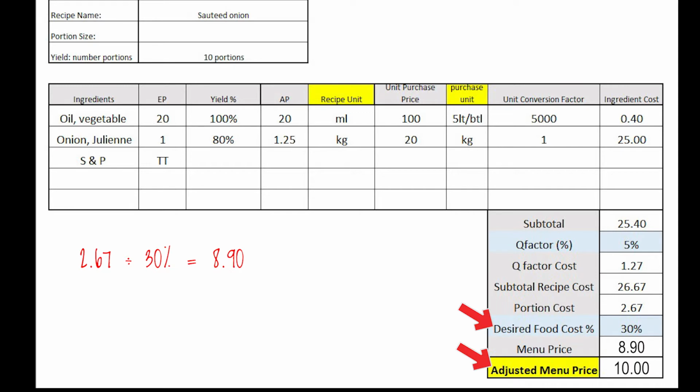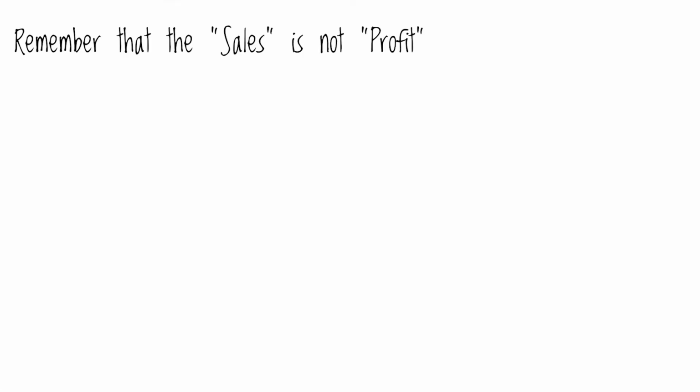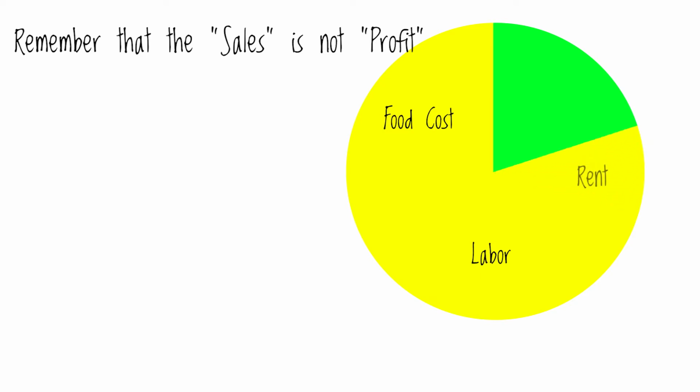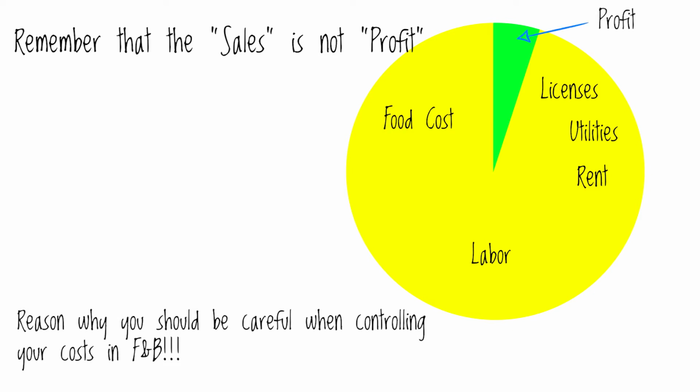Now, you may think that you are making a lot of money when you're charging $10 for something that costs you $2.67 in raw costs. But remember, that is just the gross profit margin, not the net profit. After you take out your other expenses such as rent, labor, utilities, marketing, administrative in general, licenses, taxes, and the list goes on, then your net profit or bottom line would usually be much lower, if you have any left over.